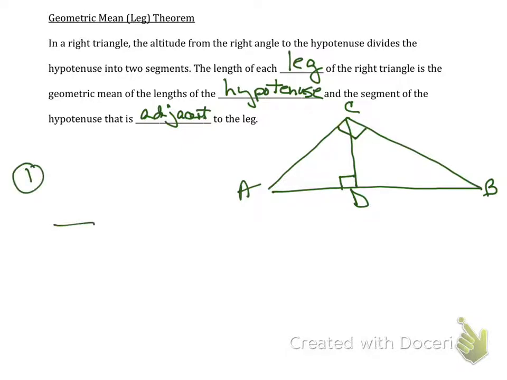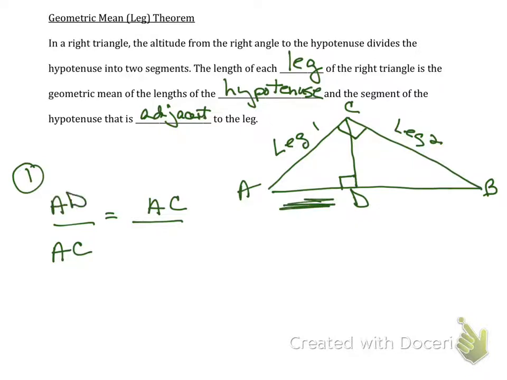So the first one, take the length of the leg. So this is a leg. This is leg 1. This is leg 2. So leg 1 is the geometric mean. So put it in the geometric mean spot between the piece of the hypotenuse closest to that leg, which is AD, and the entire hypotenuse, which is AB. So that's our first one. Let's do the second one.